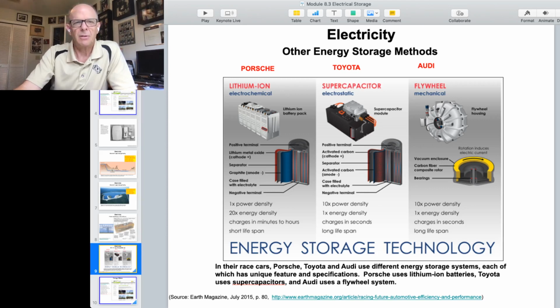Right now, batteries are the primary small scale technology that is being used to store energy.